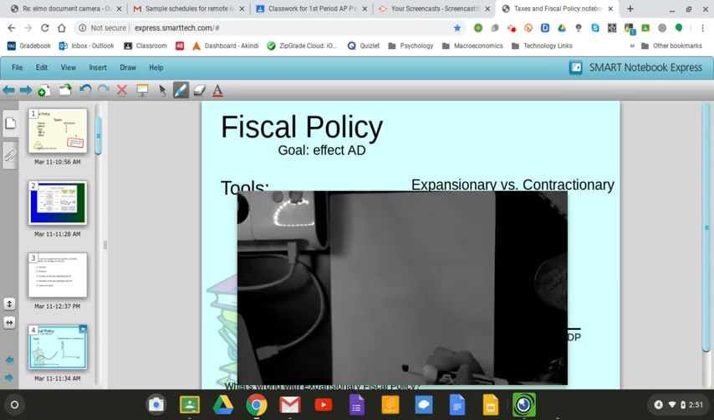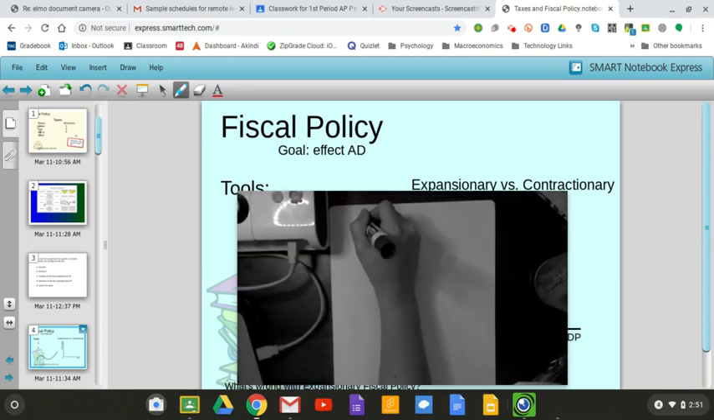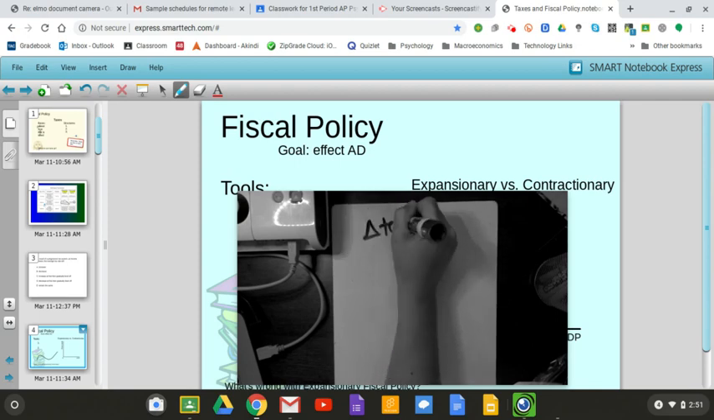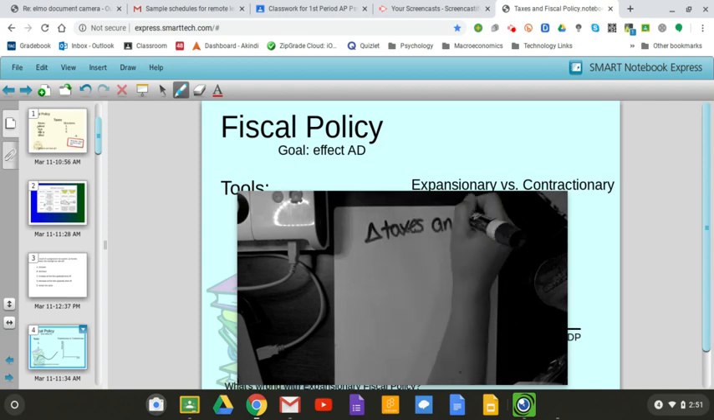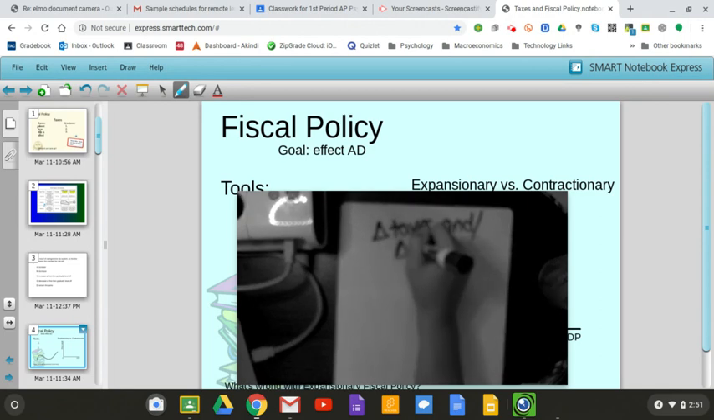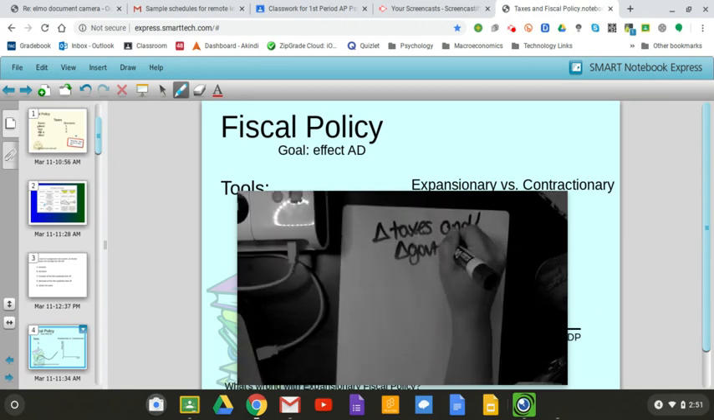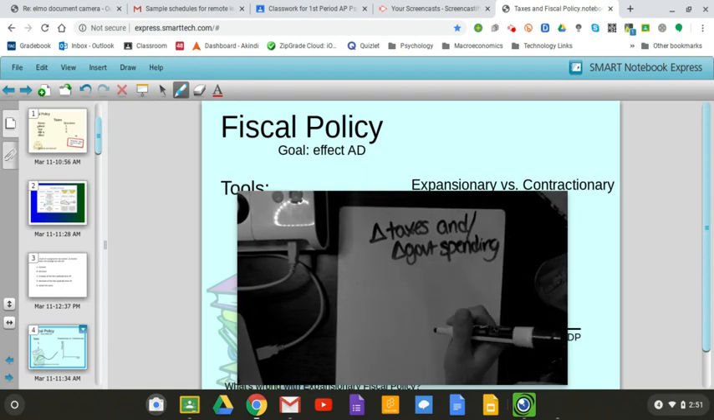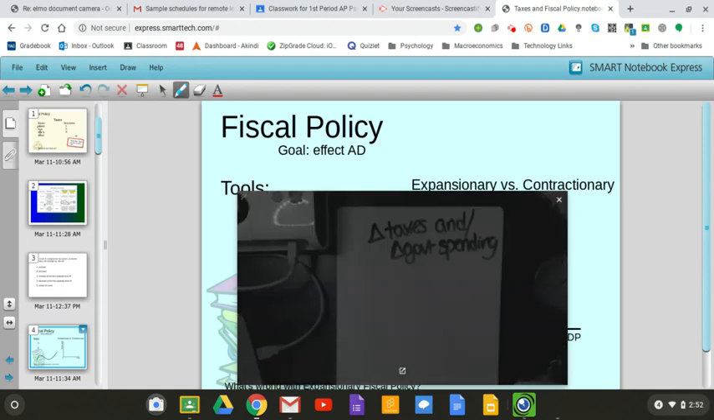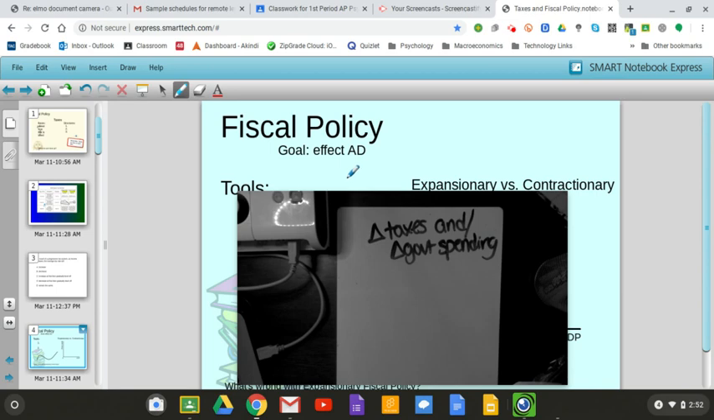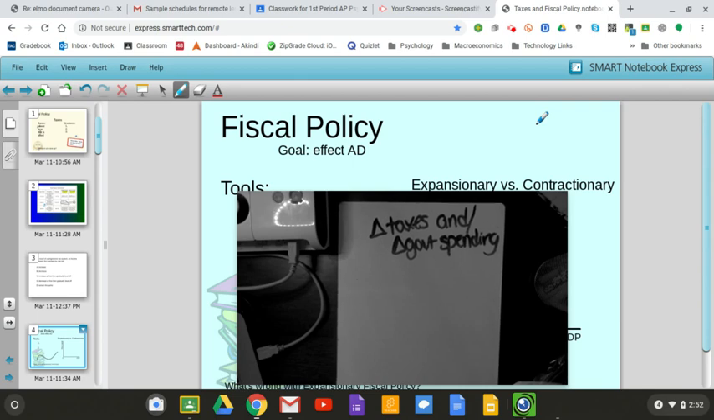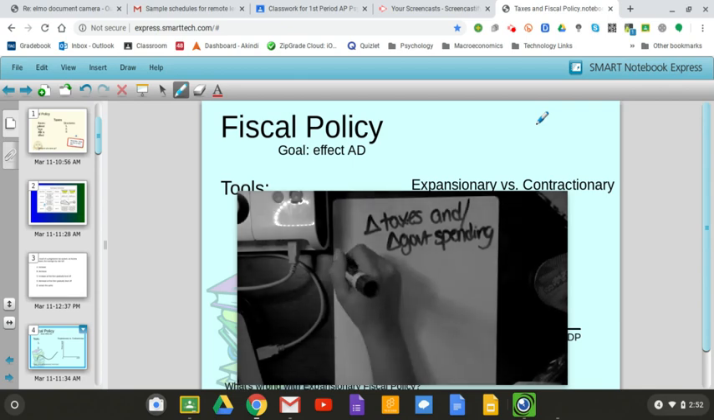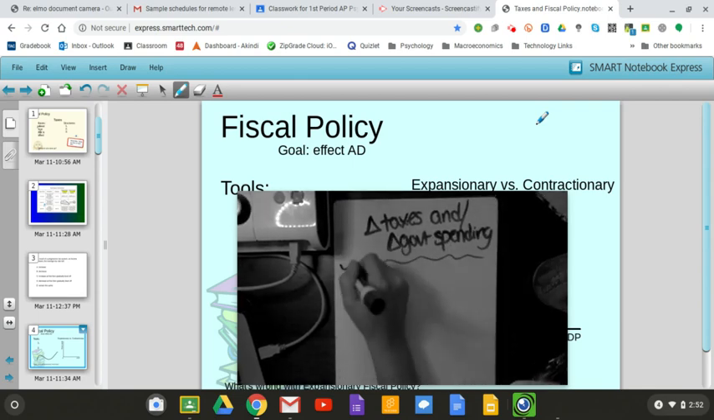So fiscal policy, we just said, is the changing of taxes and or changing government spending to shift aggregate demand. That's their goal, trying to affect aggregate demand. They're trying to either close that recessionary gap or close that inflationary gap. Let's see if you guys remember. So let's talk about a recession here.